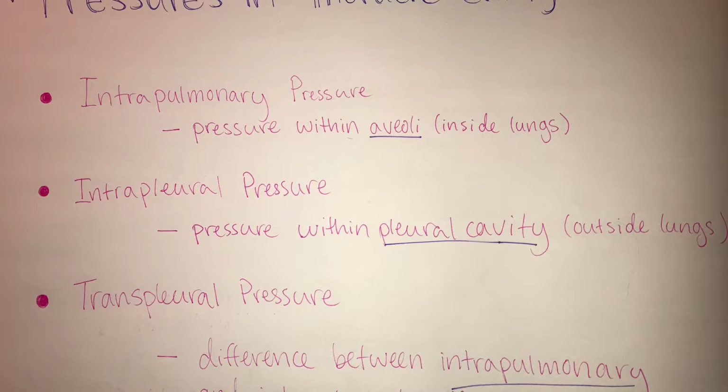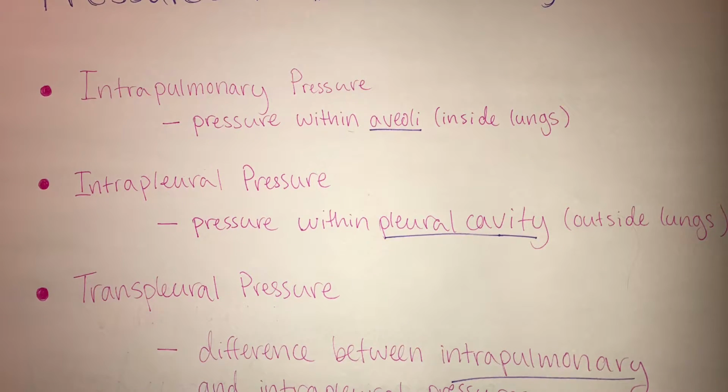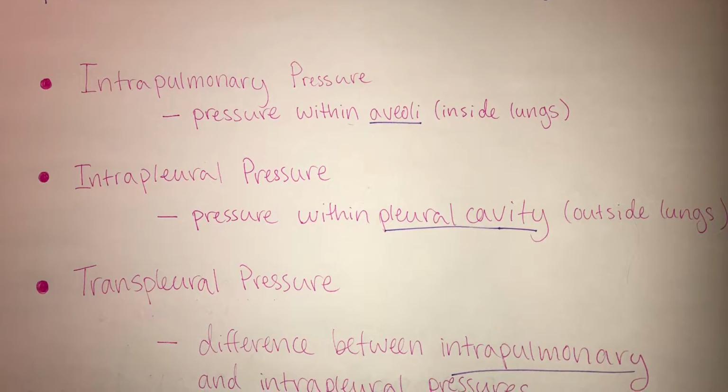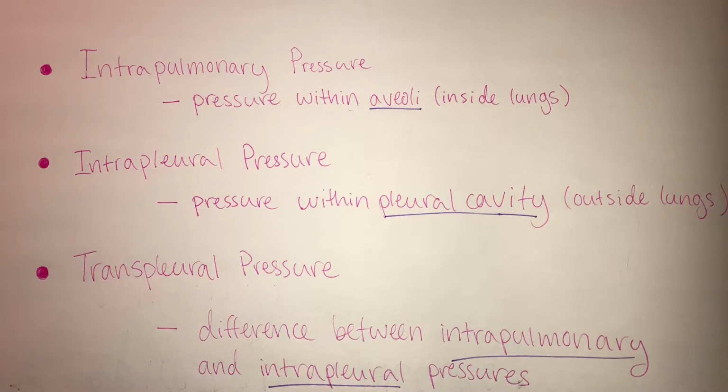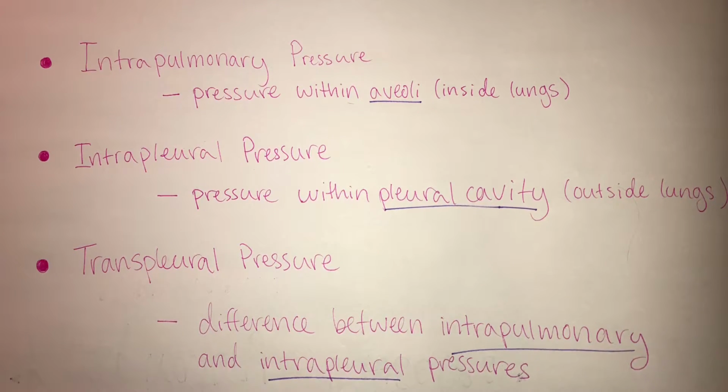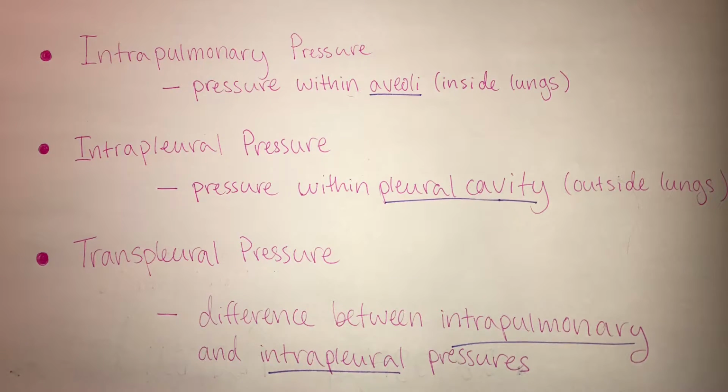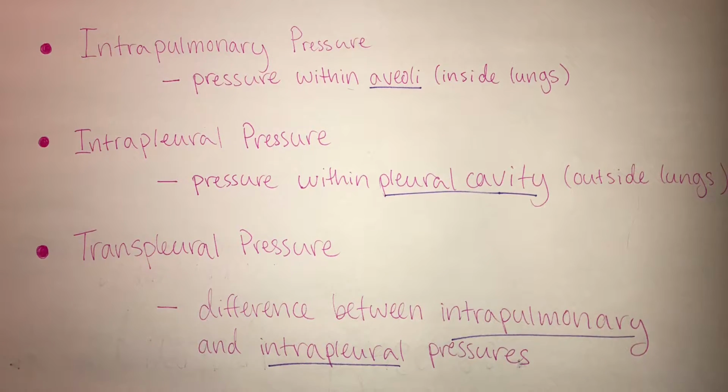Intrapleural pressure is pressure within the pleural cavity. So it's the pressure outside the lungs. Transpleural pressure is the difference between intrapulmonary pressure and intrapleural pressure.